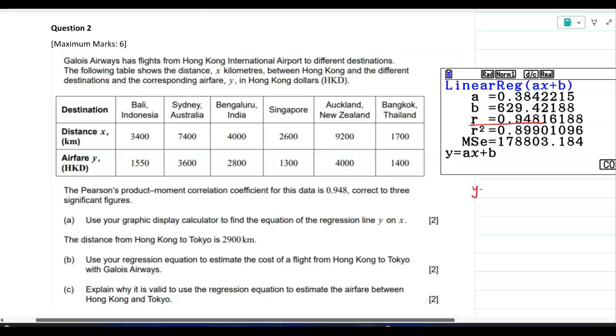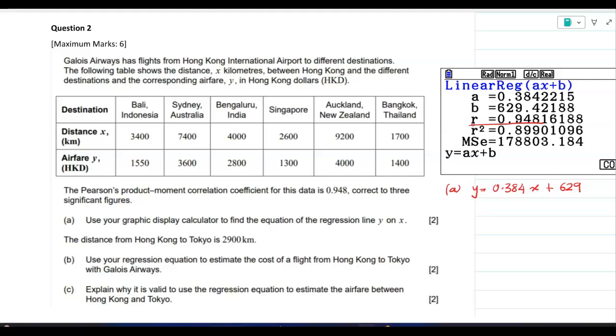So y is equal to 0.384, three significant figures, x plus 629.4. Correct? That's your regression equation of y on x. You follow?